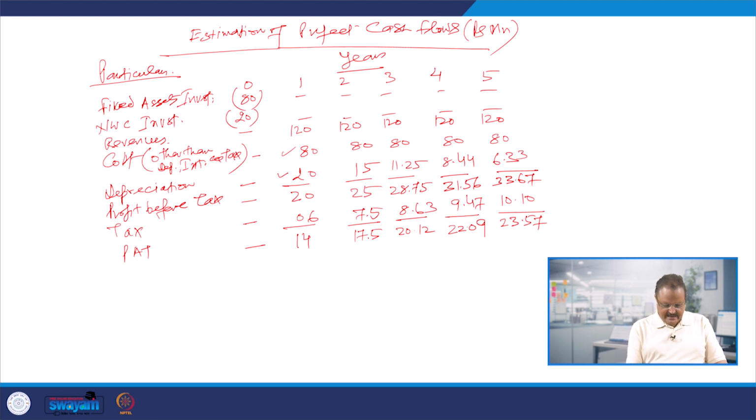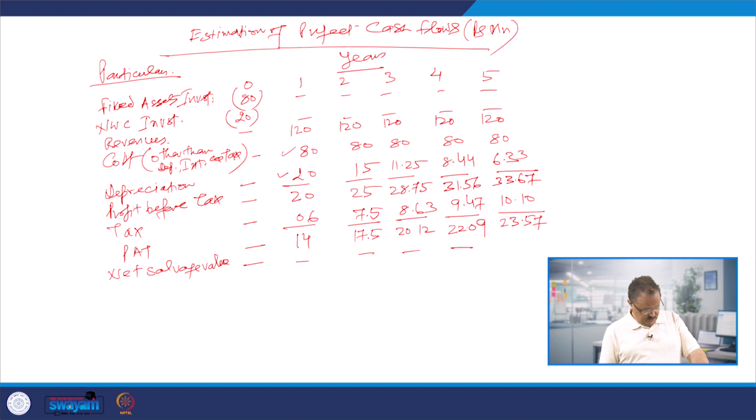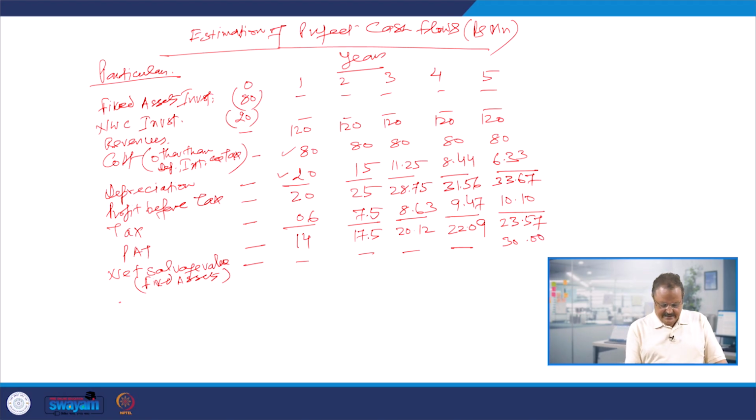Now we have to take the net salvage value, the terminal value. Net salvage value is going to be nil, nil, nil. And for the fixed assets, I am putting it in the bracket, the net salvage value is going to be 30 million. We are going to get 30 million back from this.